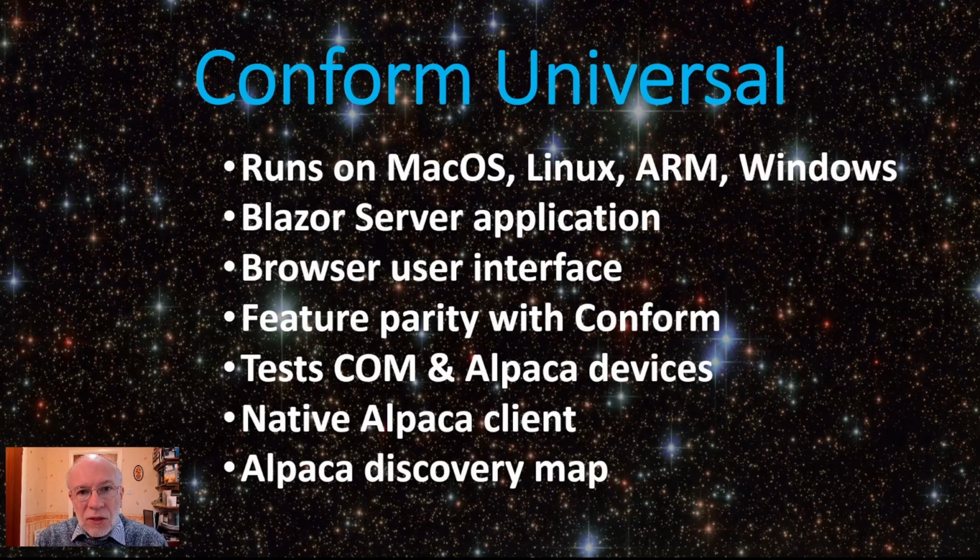It is a Blazor server application, so it uses an executable running natively in the operating system and uses a browser to provide the user interface back to that application. Conform Universal has feature parity with the original Conform. It can test Windows COM devices as well as Alpaca devices. Clearly on Linux and ARM there are no COM devices, so that functionality is disabled on those platforms. But when running on Windows, it can test COM as well as Alpaca devices.